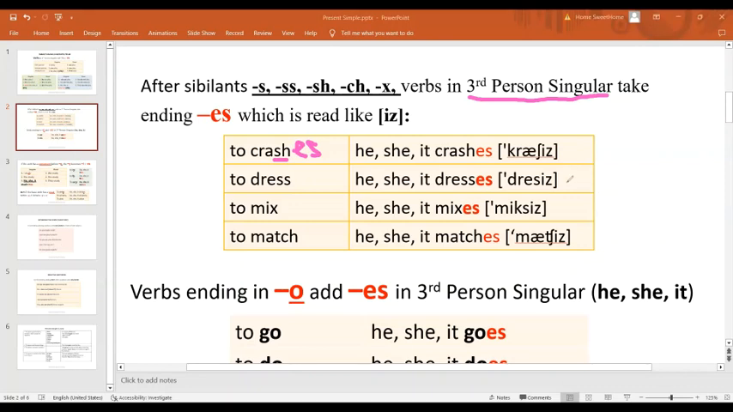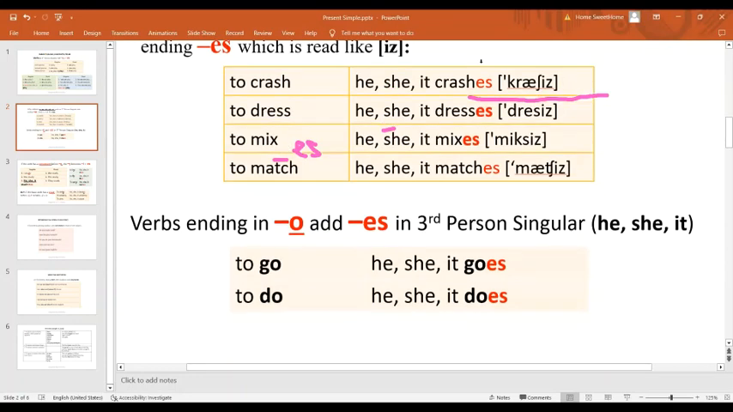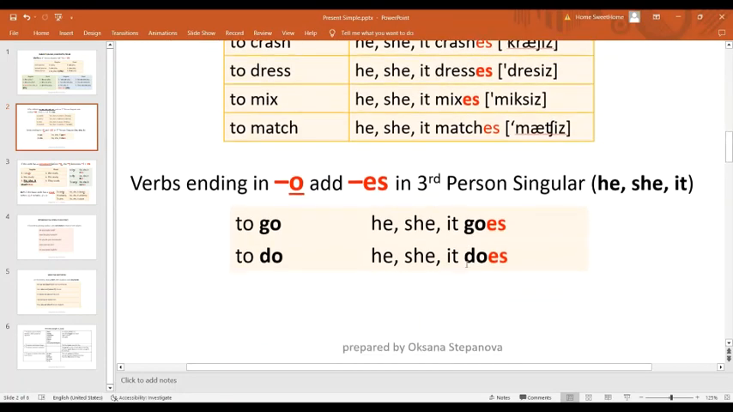Right, hope you got it. Instead of saying s, we say iz. In this suffix, we pronounce it as iz. Crashes, dresses, mixes, matches. All right, now you know when we actually add es, but not only after these consonants. We add es after some other letters of the alphabet. So let's clear everything and let's look here.